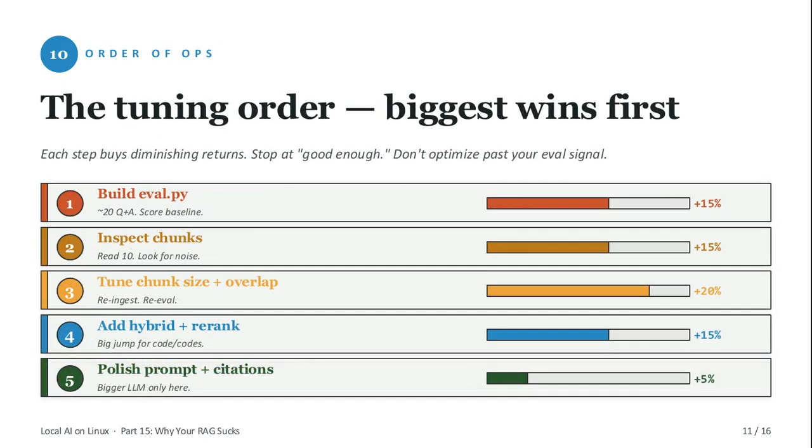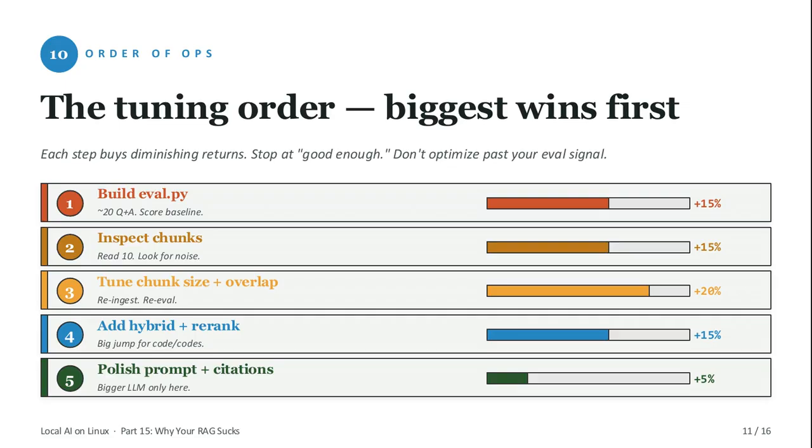So here's the order I'd actually run it in. Biggest wins first. Start by building eval.py. 20 question-answer pairs, score your baseline. That's your 15% right there just from finally being able to see. Then eyeball 10 chunks for noise, another 15. Tune chunk size and overlap and re-ingest. That's your biggest single jump, around 20%.